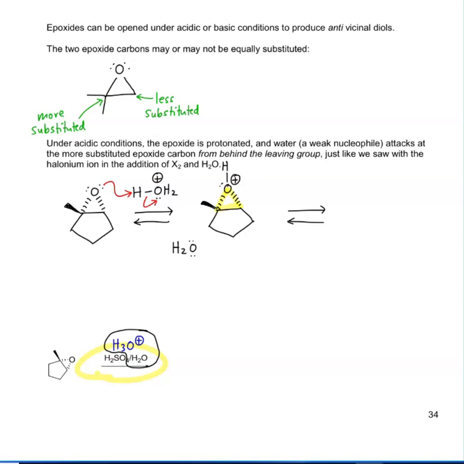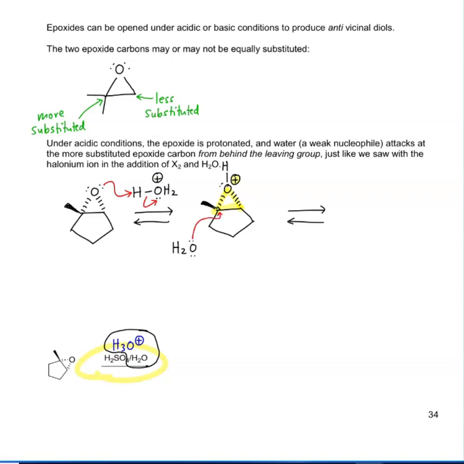We have a three-membered ring where one of the atoms is not carbon. It's a heteroatom, in this case oxygen. There's a positive charge associated with the ring, and the two carbons in the ring are not equally substituted. We've seen this before when we looked at opening things like bromonium ions or chloronium ions, or in the mechanism involving mercuric acetate. So the oxymercuration, demercuration mechanism is another place where we saw this. In such cases, you'll remember that the nucleophile attacks the more substituted carbon.